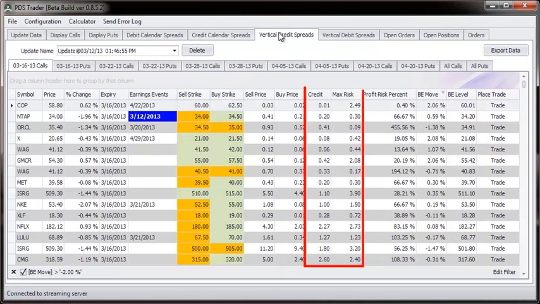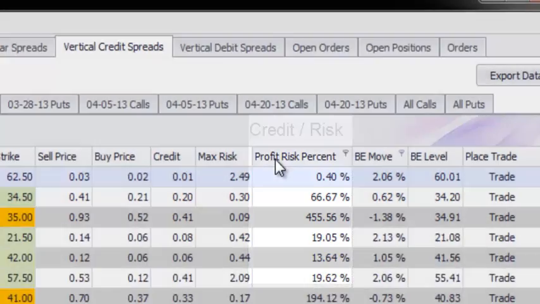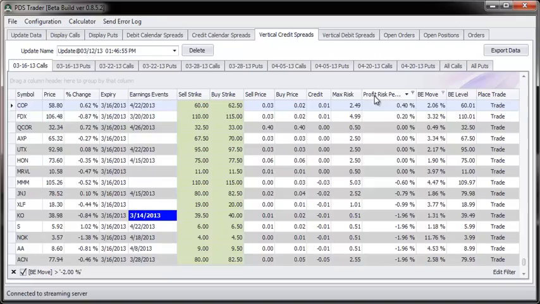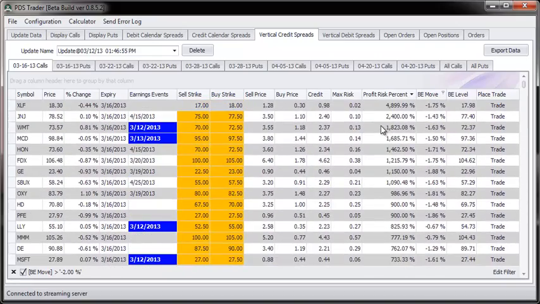Vertical credit spreads have a calculated credit, which is the maximum profit, and maximum risk column. So we have a profit to risk percent that we sort by. We sort from highest to lowest to show the best risk to reward ratios. We are looking for a decent break-even move over here as well as our secondary filter.